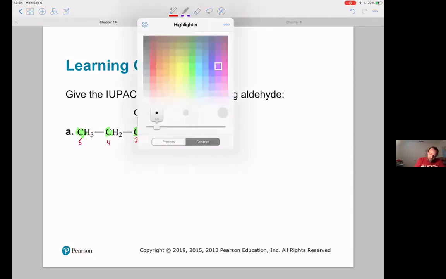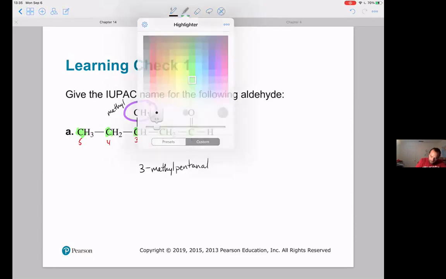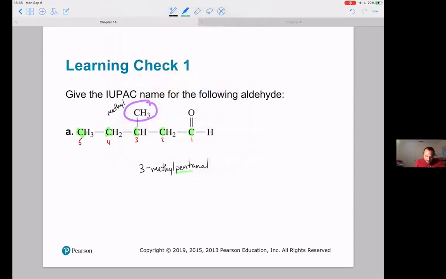Identify our substituents. So I have a methyl substituent here, and it's located at carbon 3. So this is 3-methylpentanal, right? My 5 carbons tells me I'll have this pent in there, and then my aldehyde functional group gets me that al suffix.